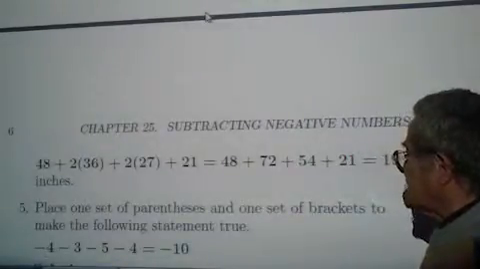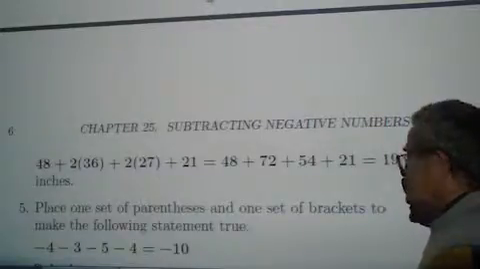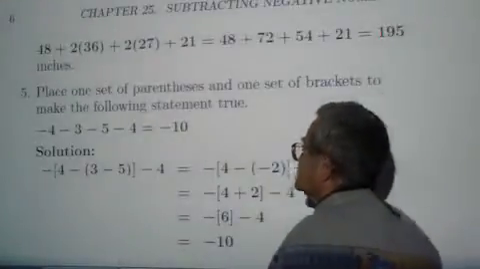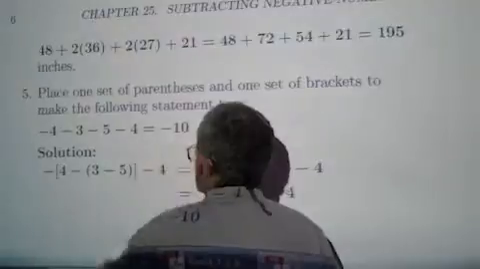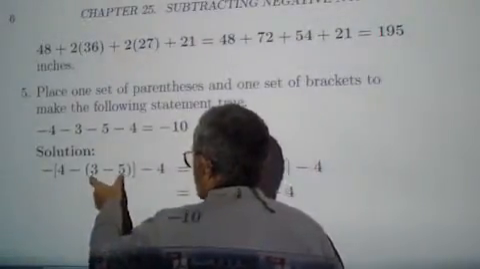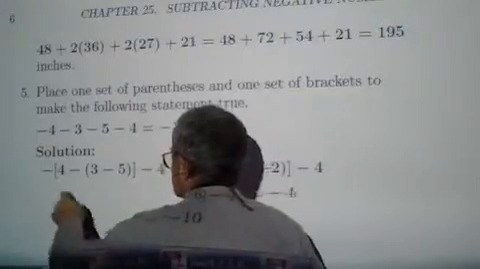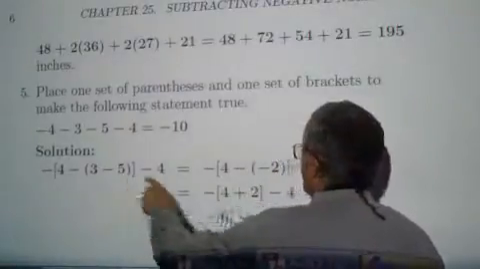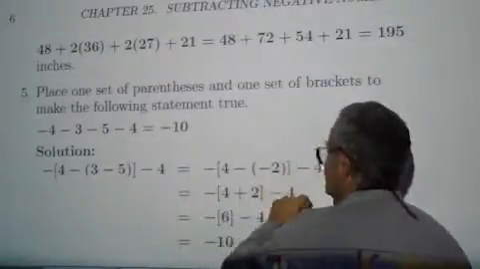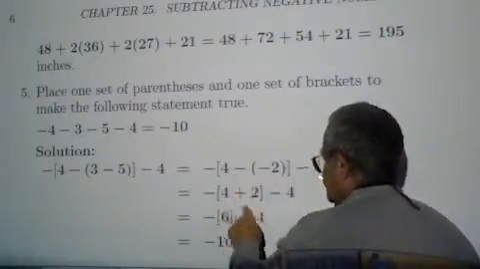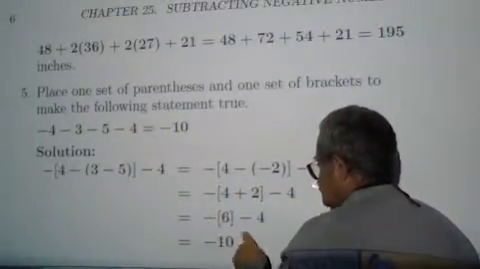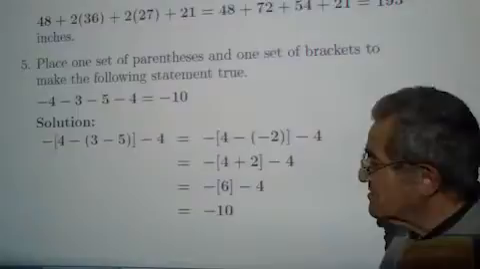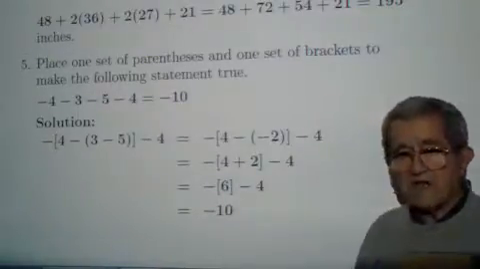Then we wanted to place one set of parentheses and one set of brackets to make the following statement true. I wanted to make negative 4 minus 3 minus 5 minus 4 equal to negative 10. I put parentheses around the 3 minus 5, brackets around the 4 and then the parentheses, which gave me 4 minus negative 2 minus 4. And then in the brackets, I got 4 plus 2, which is 6 minus 4, which gives me negative 10. You see my choice of parentheses and brackets? You agree with what I have done?